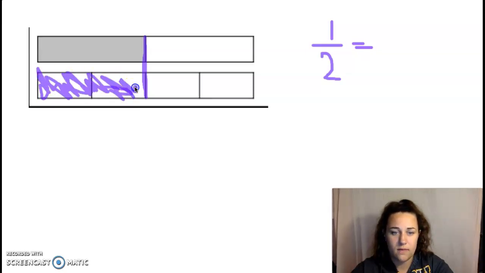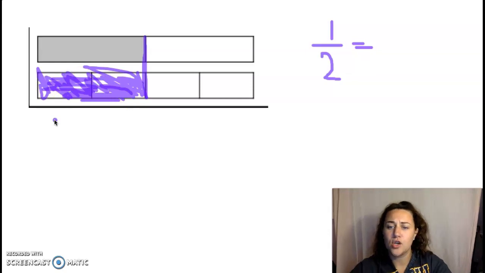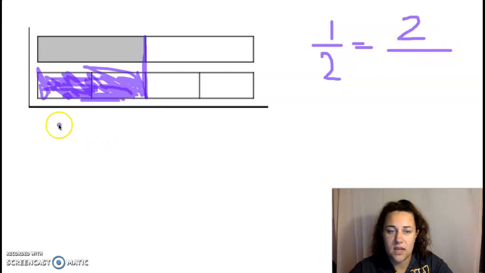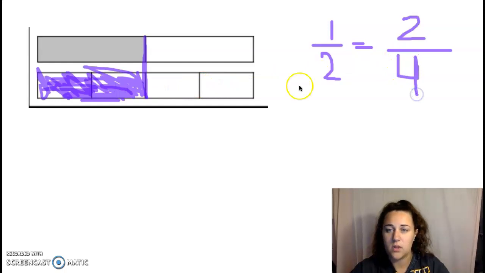Remember, making equivalent fractions here, friends. Again, I'm a little sloppy, I'm sorry. All right, good enough. So now I look. Well, I shaded in 1, 2 parts, right? Out of how many altogether? 1, 2, 3, 4. Out of 4 altogether.